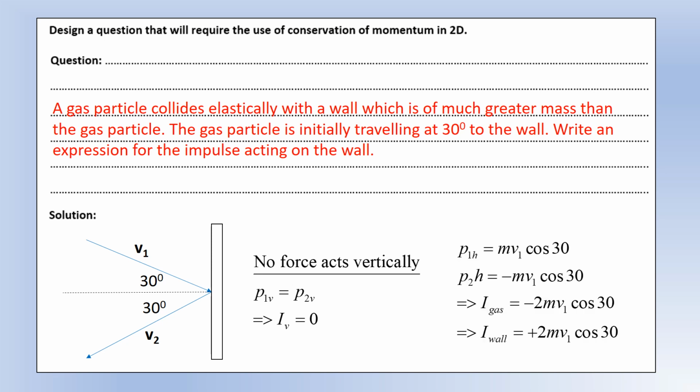We can't apply conservation of momentum in the horizontal direction because the gas particle is being acted on by a resultant force, just like last time. But if it's an elastic collision, we end up with expressions for the momentum before and after, so we can get the impulse. Therefore, we can get the impulse provided on the wall. All right, so that concludes this video going through the specifications for modules 2 and 3.